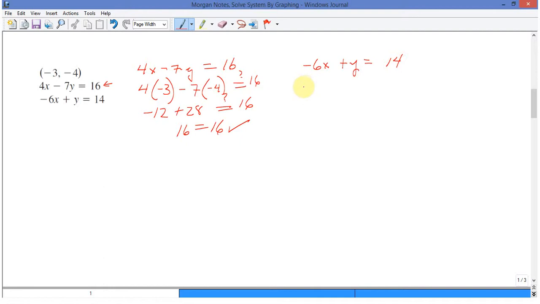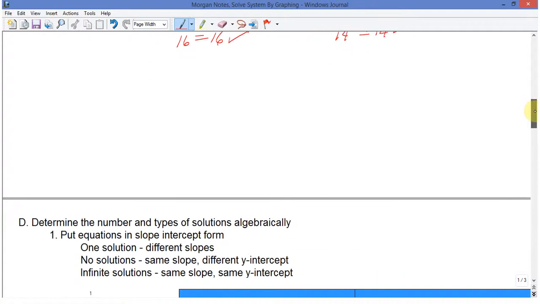Plugging negative 3, negative 4 in, is negative 6 times a negative 3 plus a negative 4 equal to 14? No, 14 is right. So I have a negative 6 times a negative 3. That is a positive 18 plus a negative 4. Is that equal to 14? So I have 14 equal to 14. That checks. So since the point works in both equations, it is a solution to the system, and it is in fact on both lines.